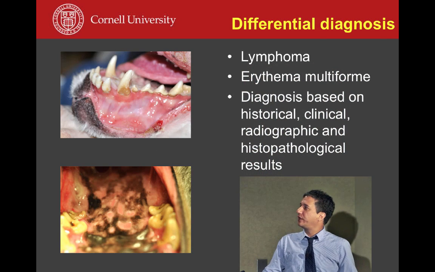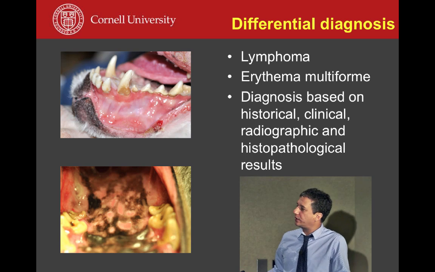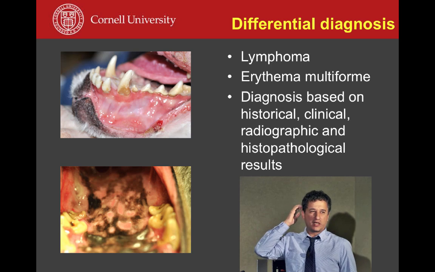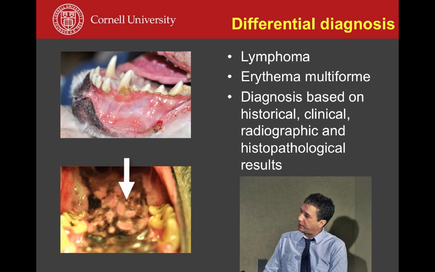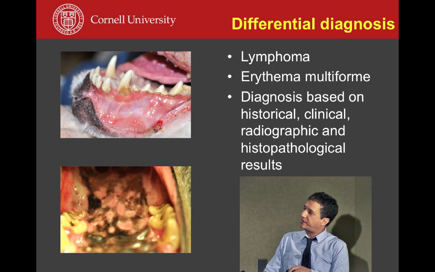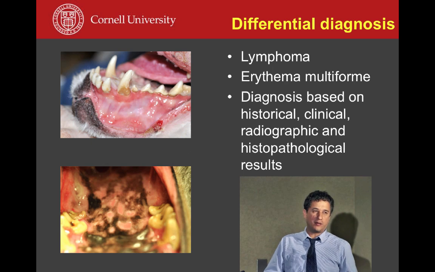Differential diagnosis would include lymphoma and immune-mediated disease. Erythema multiforme can manifest very similarly in the mouth of a dog. If you have ulcerations in areas that are not directly in contact with the teeth, like for example right here, this is a hard palate, it shouldn't be ulcerated if it was the entity known as chronic stomatitis. In this case, the mucocutaneous junction was affected as well. So in these cases, I would certainly make sure I get a biopsy before I diagnose.